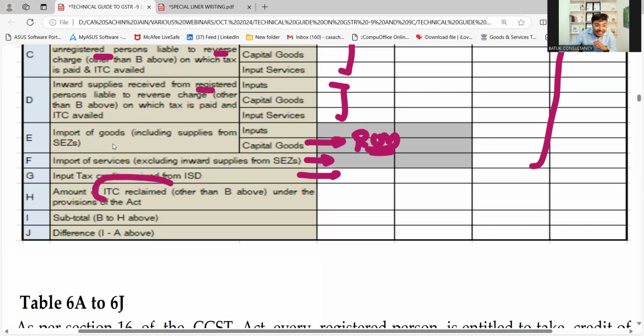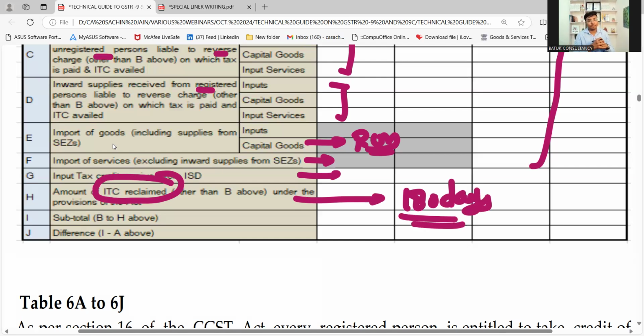Then, amount of ITC reclaimed. Sir, what do you mean by the amount of ITC reclaimed? That means suppose the recipient has not made the payment to the supplier within 180 days. In such a situation, that person has to reverse the input tax credit once. But when the recipient makes the payment to the supplier, that person will again be eligible to claim the input tax credit. So if there is any such reversal, that 180 days reversal should be shown in this particular row. That is the thing we need to keep in our mind.